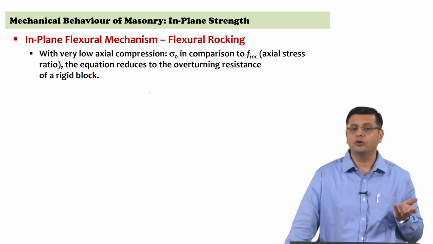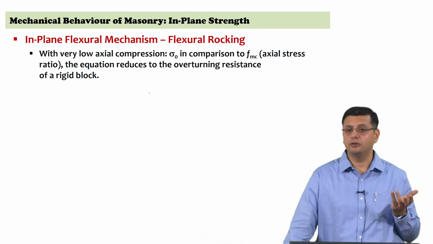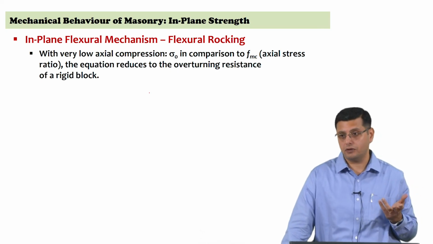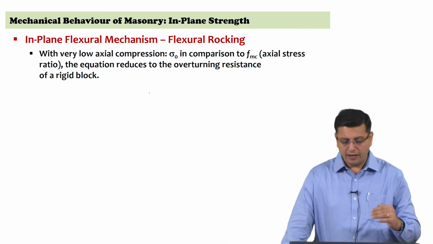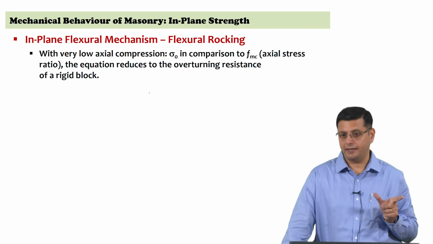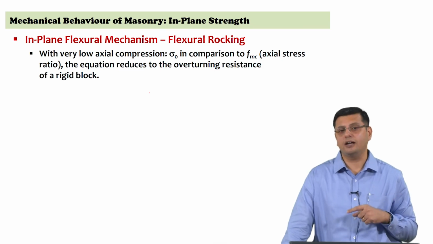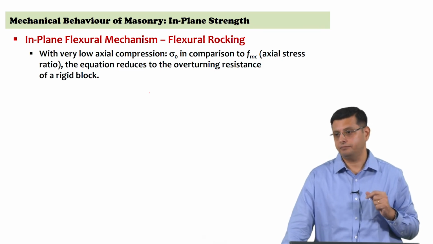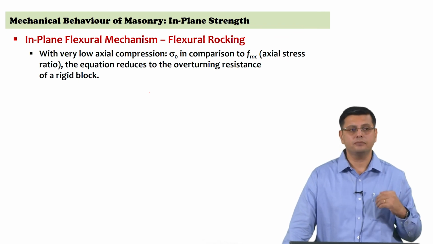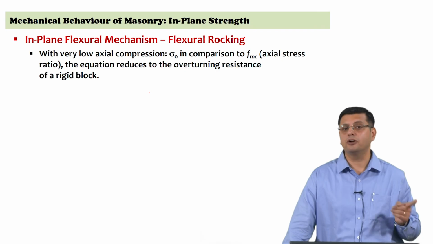We are going to be looking at about 2% of the compressive strength, less than 5% of the compressive strength. When we are in that sort of a situation, it can still be dominated by a flexural mechanism. However, crushing will not occur, but rigid rocking will occur, right. So, this is an extension of the flexural mechanism. Crushing failure is not going to occur, but rocking is going to occur.